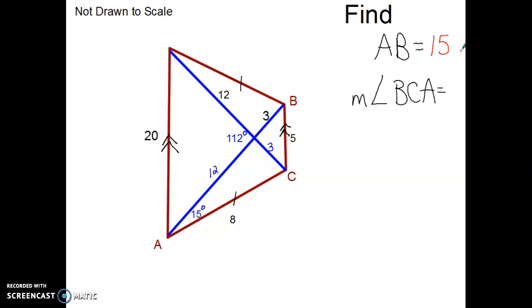And next I need to find angle BCA. And I'm just going to mark where angle BCA is. I'm going to start with the 112 degrees. I can find its vertical angle. I can also find these two angles in this smaller triangle. Because this is an isosceles triangle, I can take 180, subtract off 112, which is 68. If I divide that in half, each of these should be 34 degrees apiece.